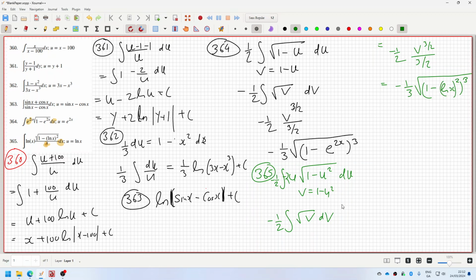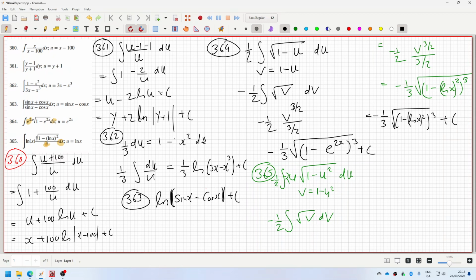Don't forget your plus c, Stephen. 360, 361, 362, 363, plus c. Now, minus 1/3 root 1 minus log x squared cubed plus c.